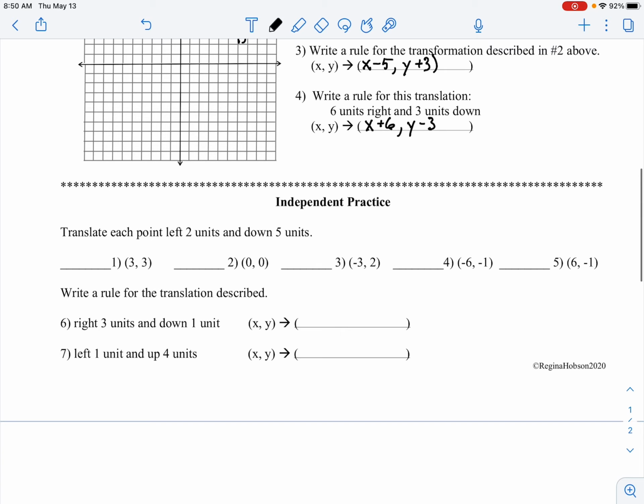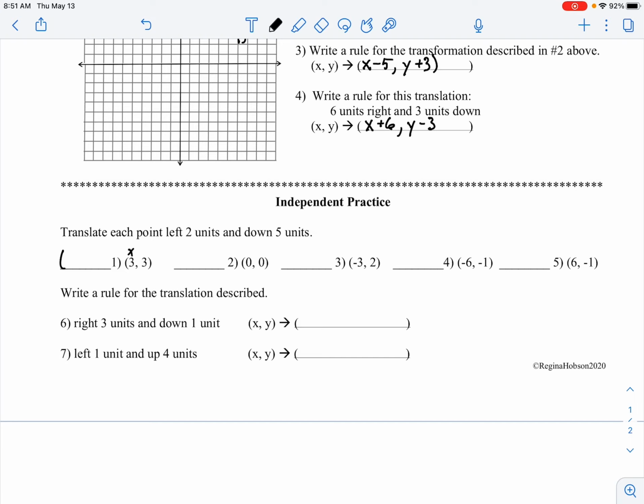Alright, so you're going to move on to your independent practice here. It starts on this page, so be sure that you don't forget numbers 1 through 7 here. And just as a quick example for number 1, it says we're moving left 2 units and down 5 units.